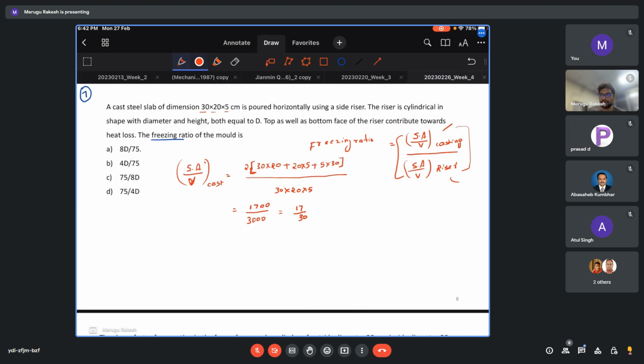Okay. Then now we need to calculate for this side riser. So it's a cylindrical shape with height and diameter both equal to d, and both the faces are contributing toward the heat loss. So if you remember this shape factor derivation, it will be easy.